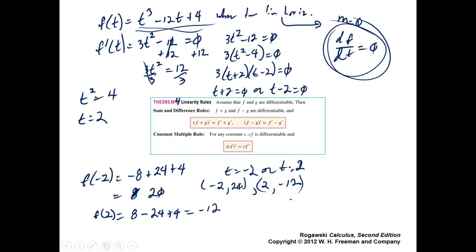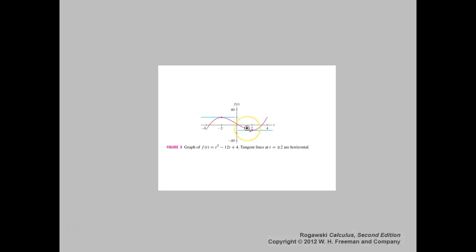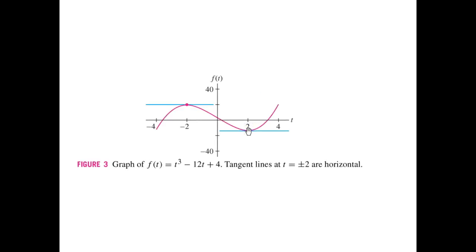Without ever drawing the graph. Thank you, calculus. Took all the work out for us. Not too bad, huh? 2, negative 12, and negative 2, 20. All right. Here's the graph that shows that. Okay. Now, they did graph it for us, okay?